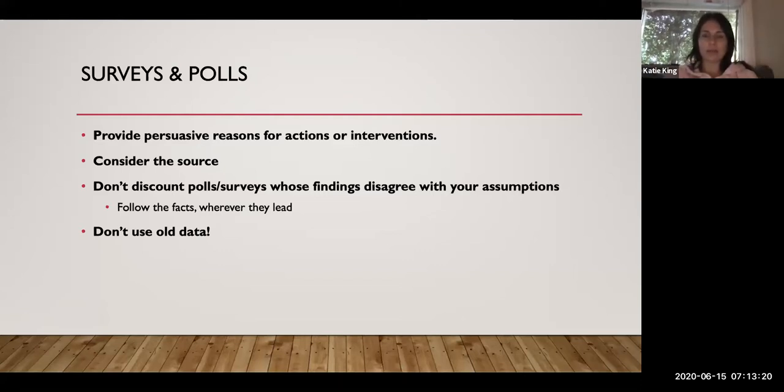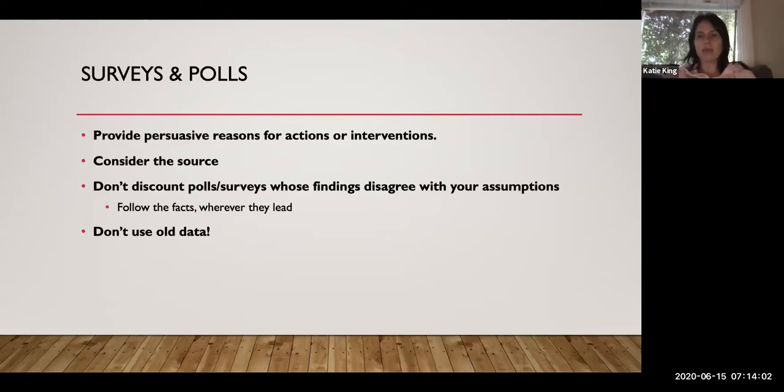Climate change is a great example, right? When we first started discussing climate change in the later half of the 20th century, there were so many people who said, okay, but this wasn't what I learned in Bible school, or in my religious upbringing, and so I'm not going to believe it. And the problem with that is climate change doesn't go away. And if we ignore it and keep going about our business the same way, it's probably going to get worse, right? So that's why it's so important that we don't discount polls or surveys whose findings disagree with our previously held assumptions or beliefs or whatever.